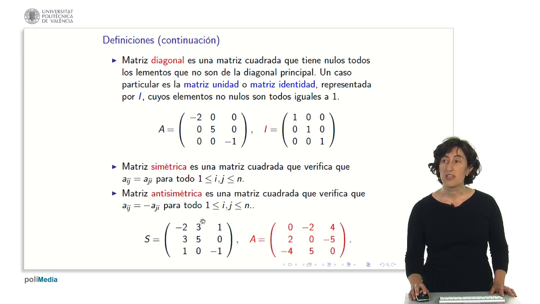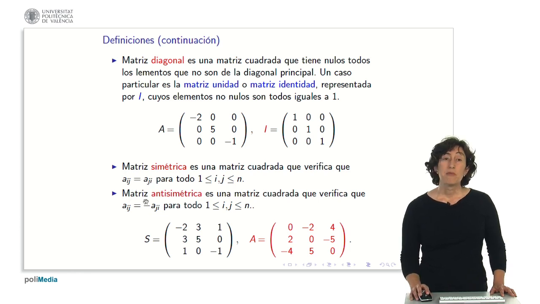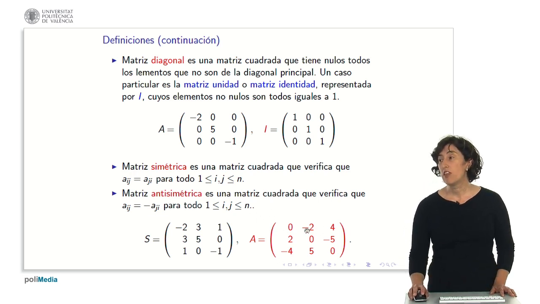This is a symmetric matrix, since the element of row 1, column 2 coincides with the element of row 2, column 1. The element A sub ij coincides with the element A sub ji, and we call a matrix anti-symmetric when the coincidence occurs but with the sign changed.